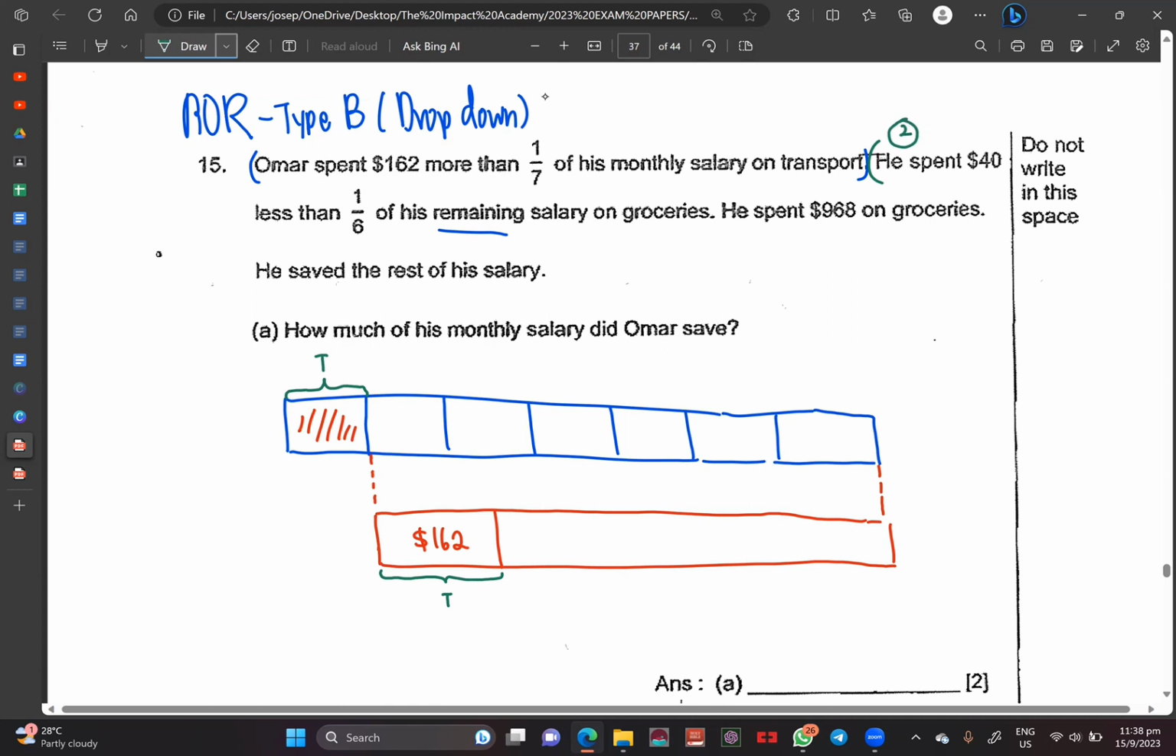Okay, now, of course, sentence number 2, right? It says that he spent $40 less than 1/6 of his remaining salary on groceries. So we are going to draw 6 parts. 1, 2, 3, 4, 5, 6. Now, did he spend $40 more than 1/6? No, he spent $40 less than. So it's not even 1 unit. Or in fact, because this is units and parts, right? It's not even one part. You get what I mean? The groceries is not even one part.